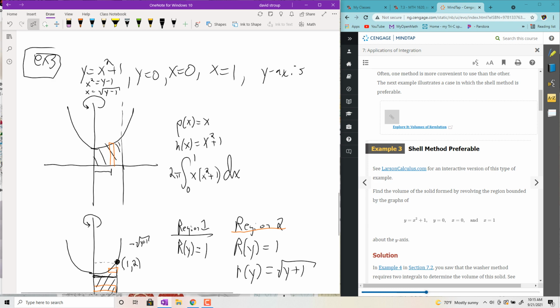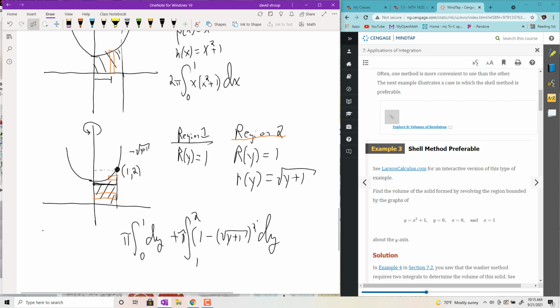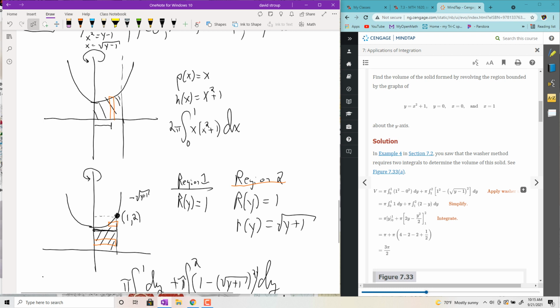So the other limit on the integral will be 2, pi, and then you have 1 squared minus the square root of y minus 1 squared dy. I mean, you could do that. It's not that bad of an integral, but at the end of the day, I'd rather do 1 integral than 2 integrals any day. So the shell method, in this case, I would say is superior.